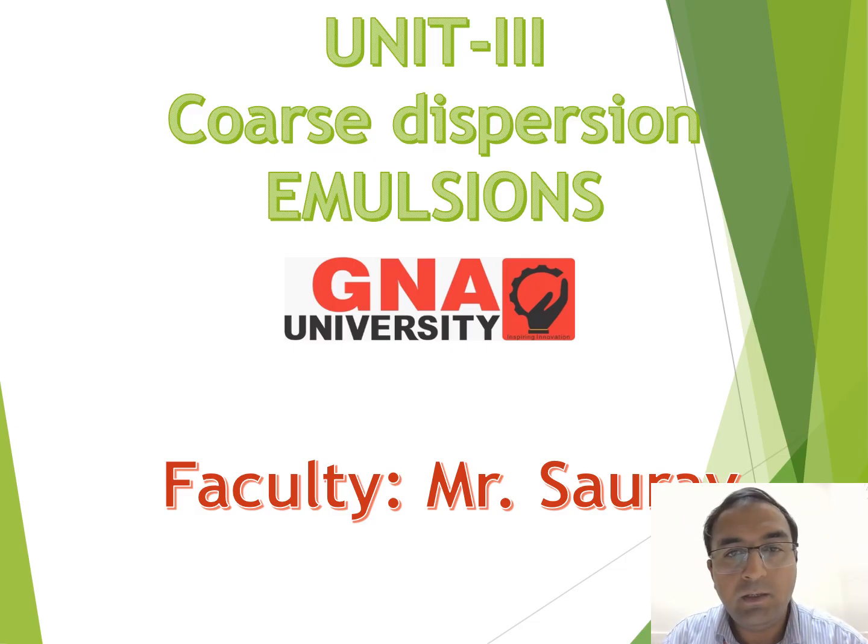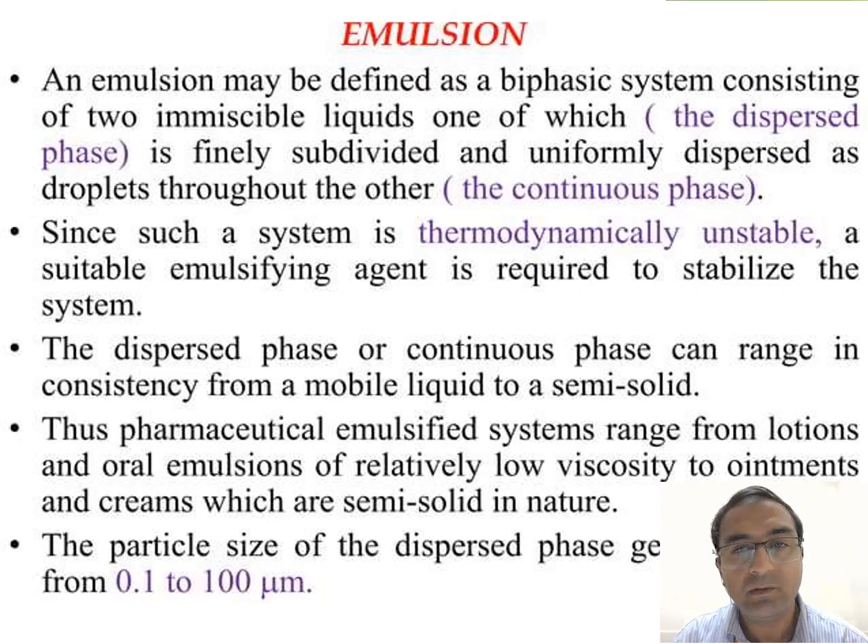Today I'm going to talk about coarse dispersions. So, the topic is emulsion. So, let's talk about emulsions. The definition of emulsion: an emulsion may be defined as a biphasic system consisting of two immiscible liquids, one of which is finely subdivided and uniformly dispersed as droplets throughout the other.